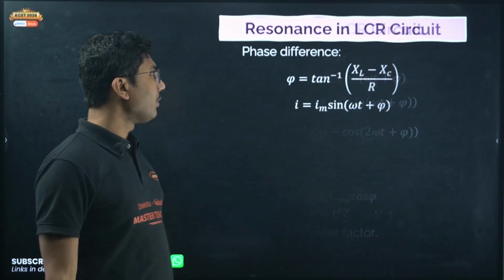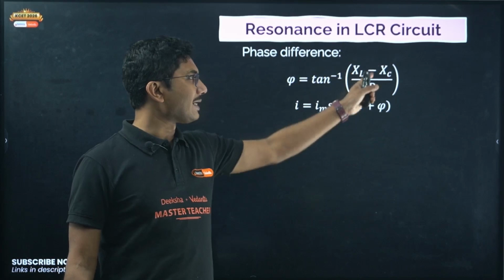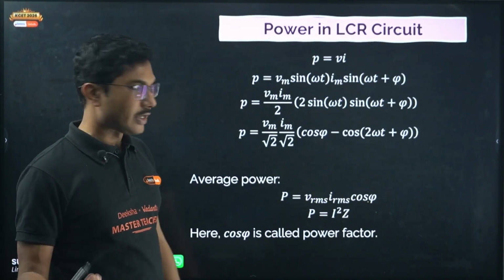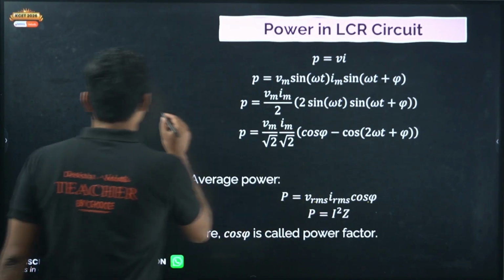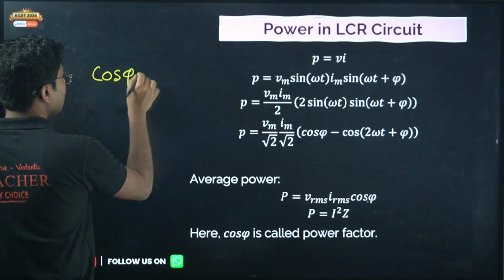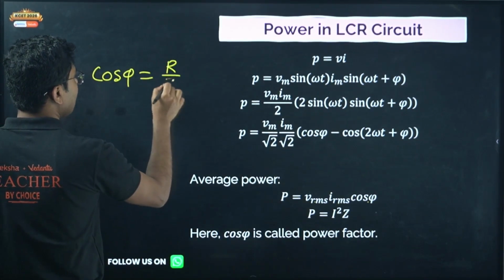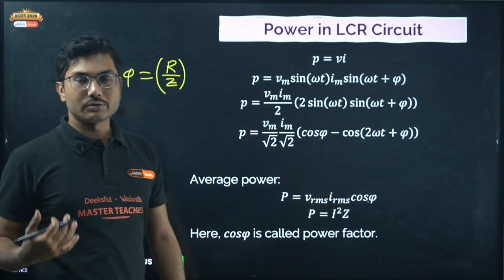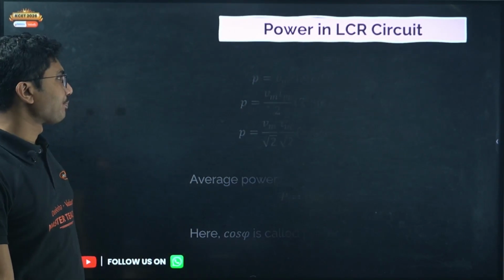So if you calculate, XL minus XC by R is the phase difference, so what will be the cos phi? The power factor cos phi, sometimes they might ask you what is power factor. Cos phi is R by Z. Remember this formula. This can also be asked in your PUC exam.